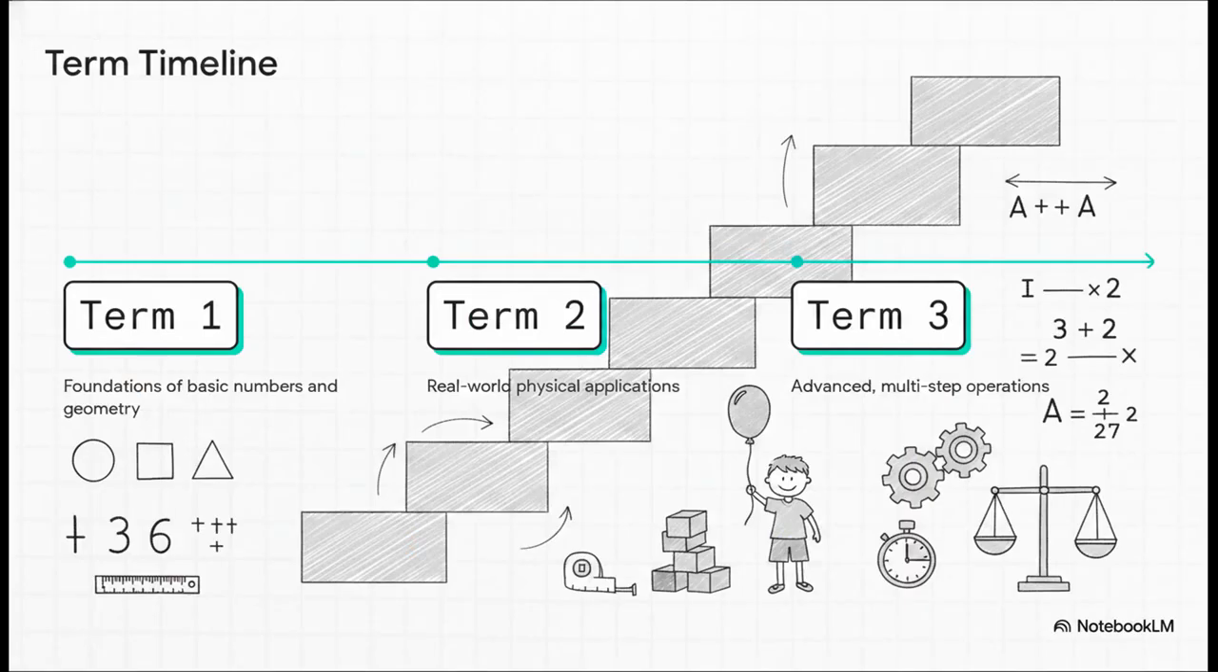What's really brilliant about this chronological setup is how it illustrates concepts acting as deliberate building blocks. The curriculum doesn't just throw everything at the wall to see what sticks, right? It's a carefully sequenced timeline. It starts with basic numbers in Term 1, expands those concepts to real-world, physical applications in Term 2, and then finally reaches advanced, multi-step operations by Term 3. It's literally a continuous, upward staircase of learning.